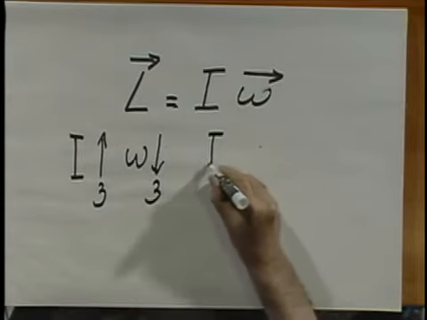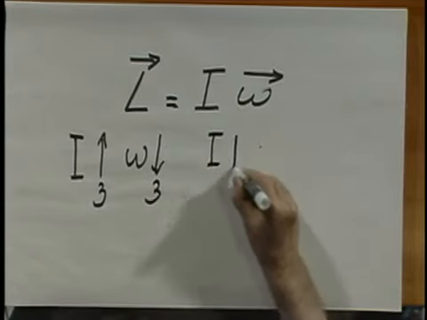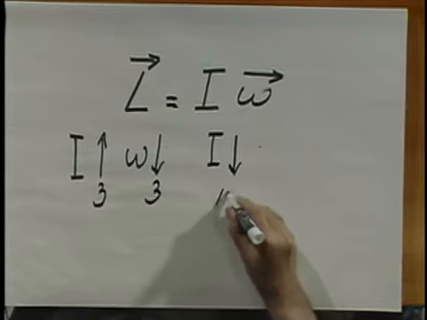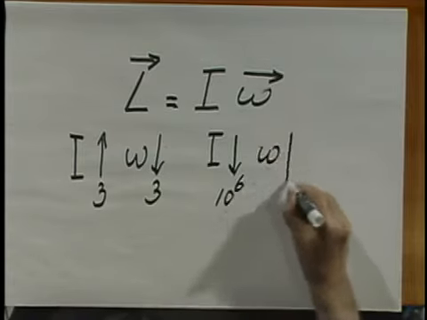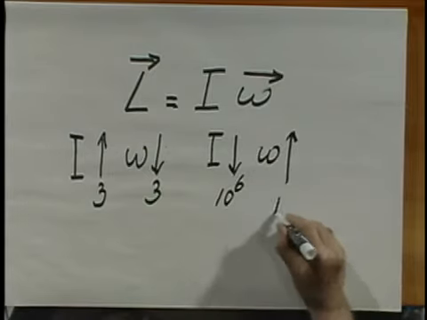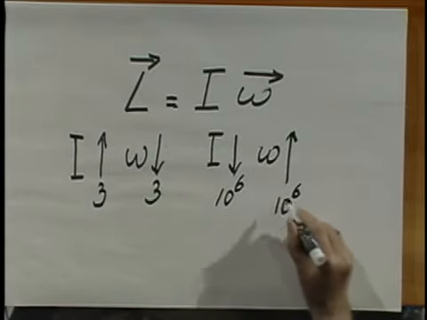Suppose we have a situation whereby the moment of inertia goes down by a factor of 1,000,000. That means omega must now go up by a factor of 1,000,000.